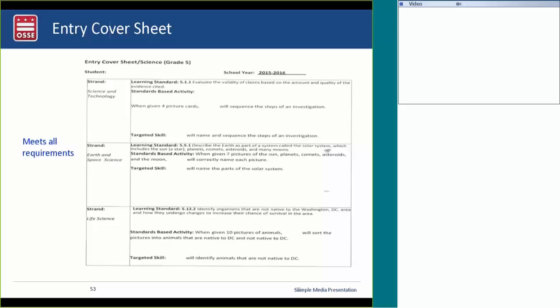Okay. This one is fine. Yeah, I think it's complete. There's no standards-based activity for the first one. Yes, here, it's right here. There it is. Oh, okay, I see it. It's just spaced further down. It's just spaced funny. Yeah, right.